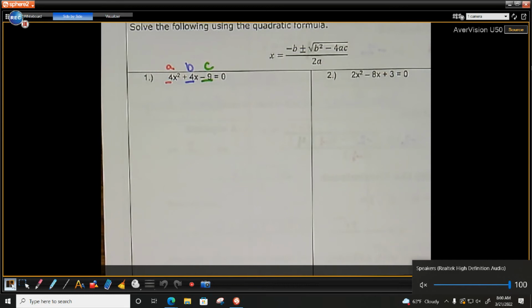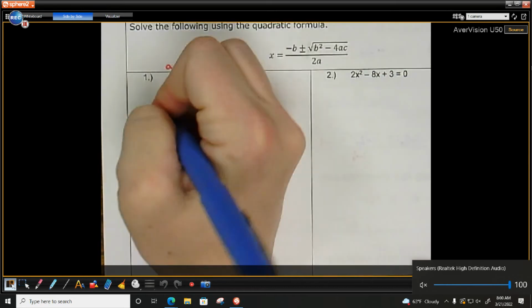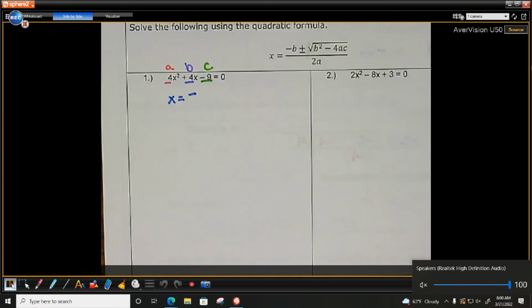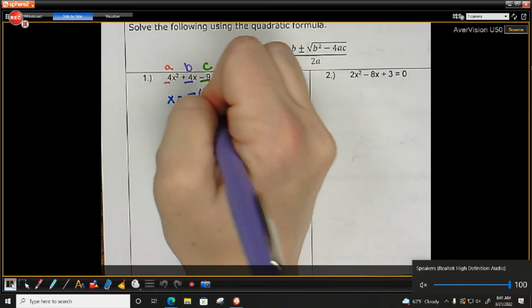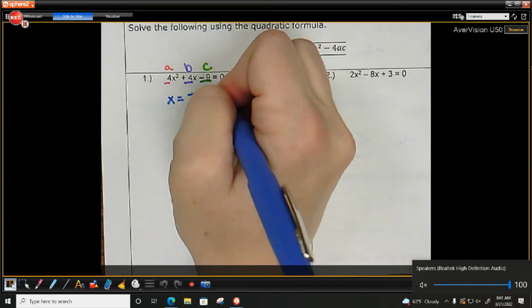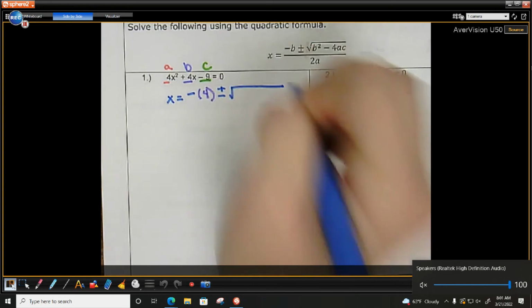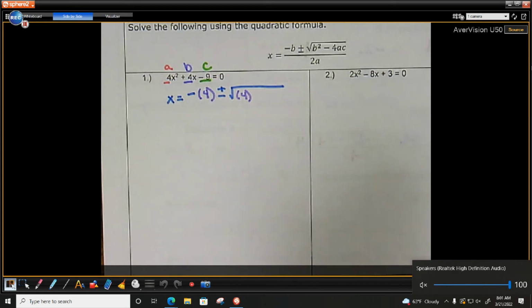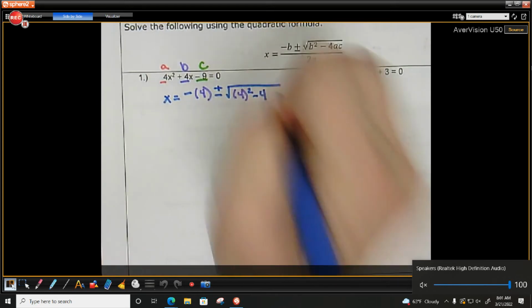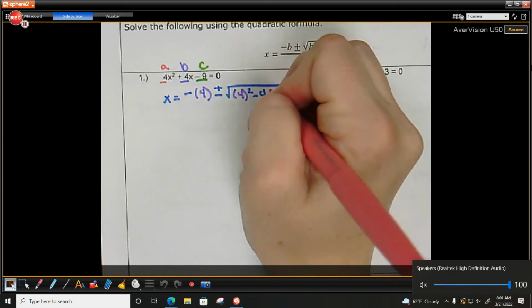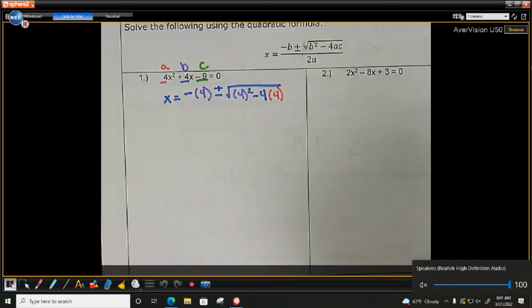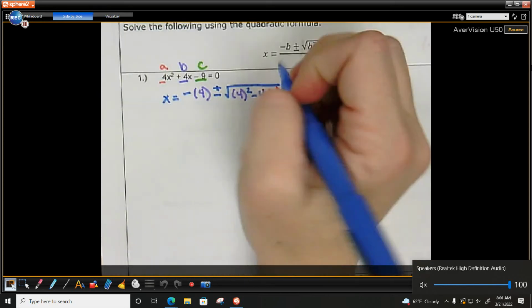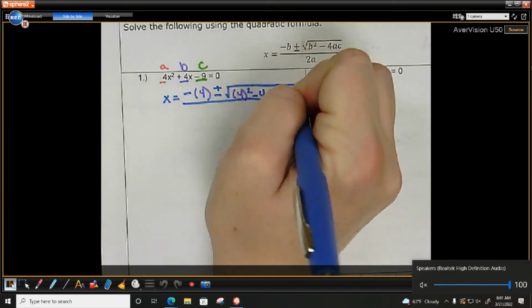Okay, so our quadratic formula is x equals negative. What's B? Plus or minus the square root of b. What's b? Squared. Minus 4ac. All over 2a. What's a?